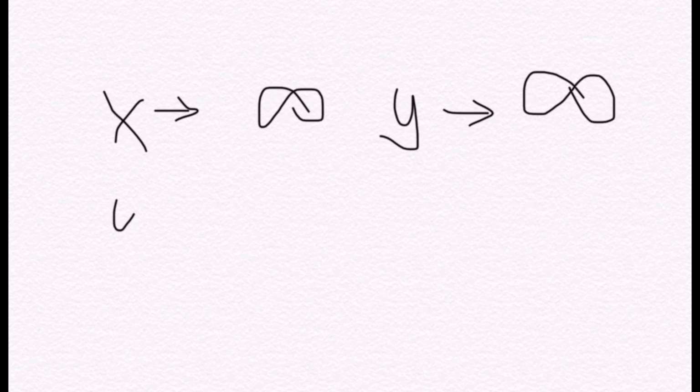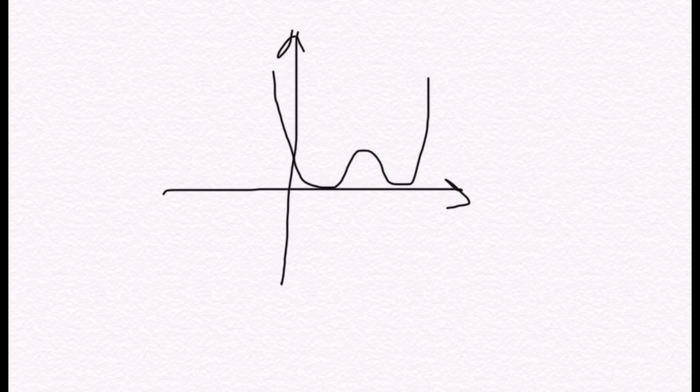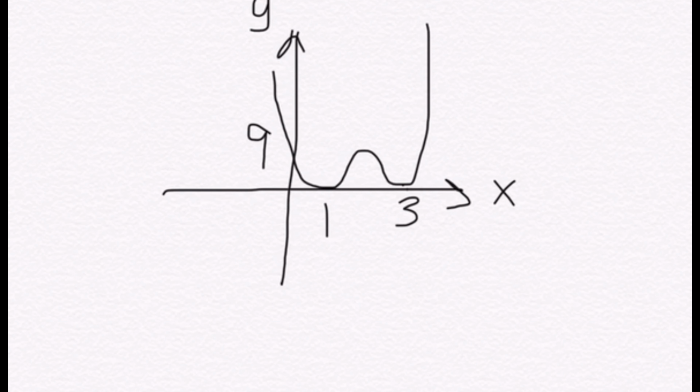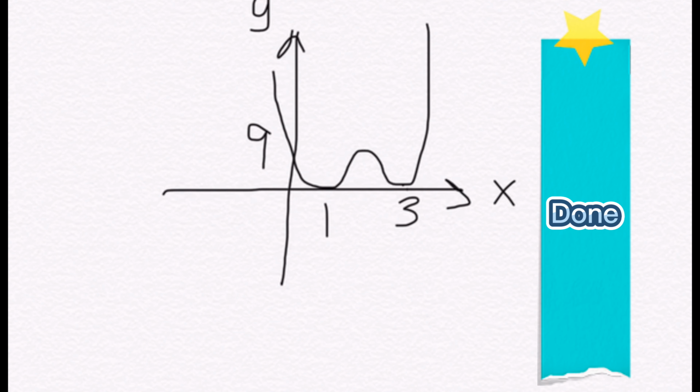And apply the knowledge we learned before. We know that the shape will be facing upwards as a is positive. Then you just need to label the points of coordinates that we found and join them together with a smooth curve. And that's it for this question.